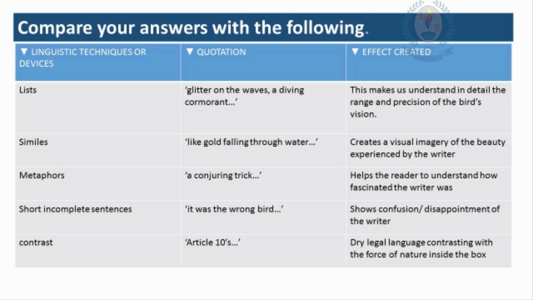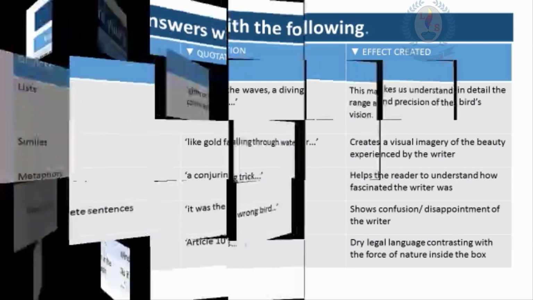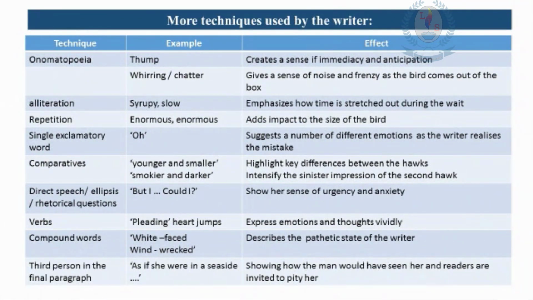Metaphors: "a conjuring trick." This helps the reader understand how fascinated the writer was. Short incomplete sentences: "It was the wrong bird." This shows the confusion and disappointment of the writer. Contrast: the dry legal language of the article contrasts with the force of nature inside the box. Here are the techniques you came across in the activity, with their examples and the effect they create in the passage.